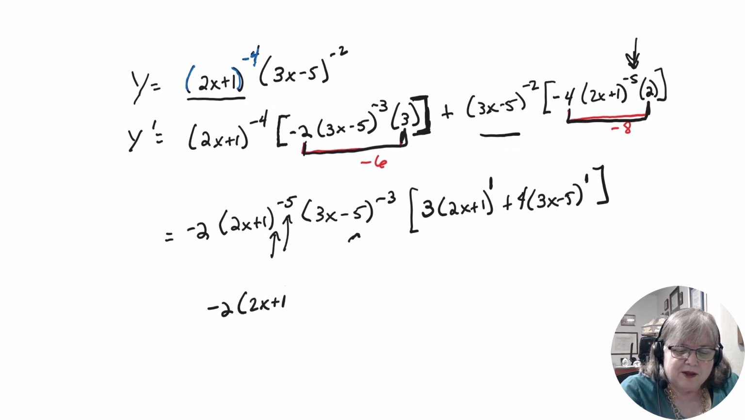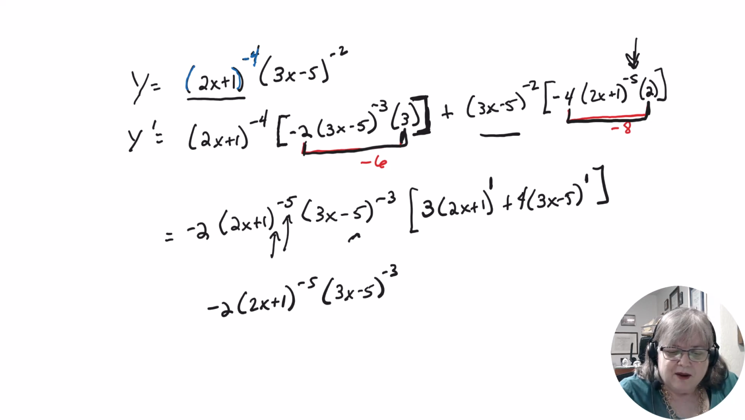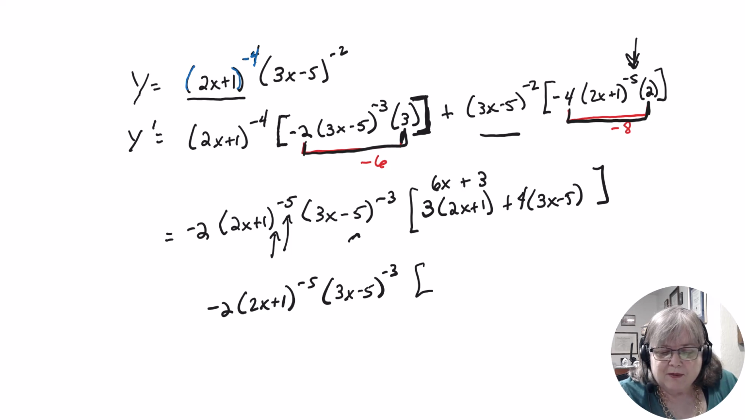So I have negative 2, 2x plus 1 to the negative fifth, 3x minus 5 to the negative 3. And then here, and you know, sometimes teachers will let you do this. I let students do this, and I'm pretty strict. So I'm just going to multiply this up here. So 3 times 2x is 6x plus 3 plus 12x minus 20. So when you add that together, you get 18x minus 17.